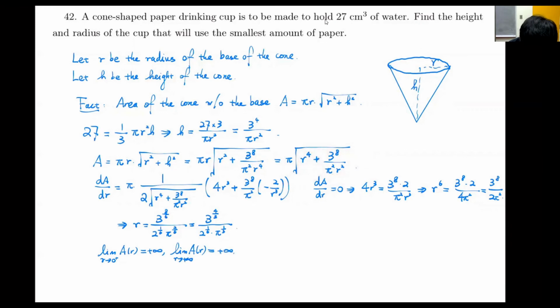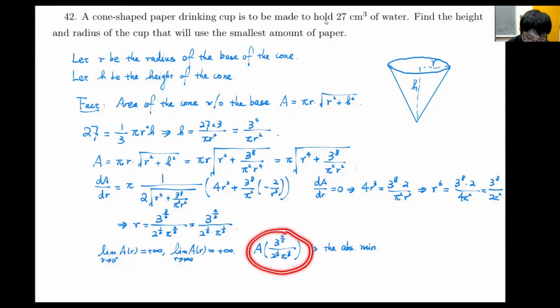Okay, so this way, from my closed interval method, I won't bother to actually write down the area for this guy. But I know that this is going to be the absolute minimum, because all we need to compare is the value at 0, the value at infinity, and this value over here. And certainly, alternatively, you could actually use the first derivative test. So from 0 to infinity, you have got one critical number.